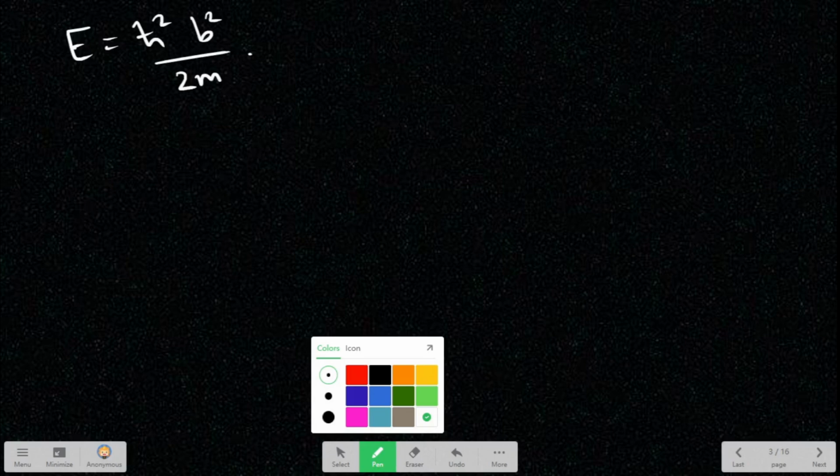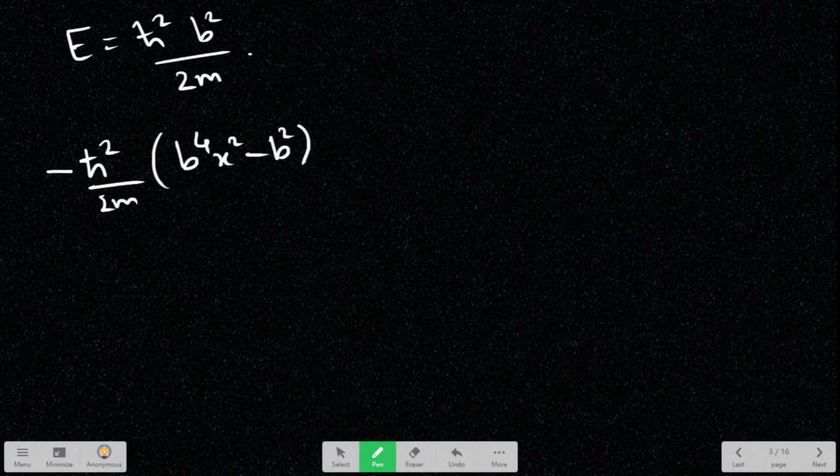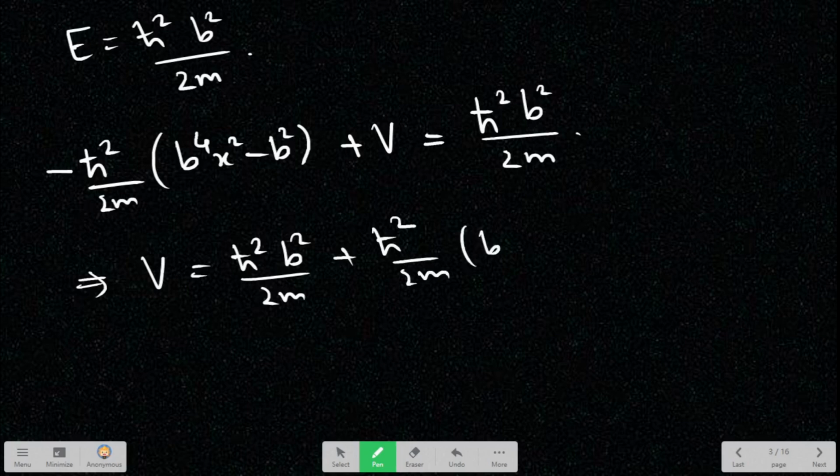Now substitute this back into the Schrödinger equation. So we have minus h cut square upon 2m, b raised to 4 x square minus b square plus V is equal to E. Instead of E, I will put h cut square b square upon 2m. This implies V is equal to h cut square b square upon 2m plus h cut square upon 2m into b raised to 4 x square minus b square.